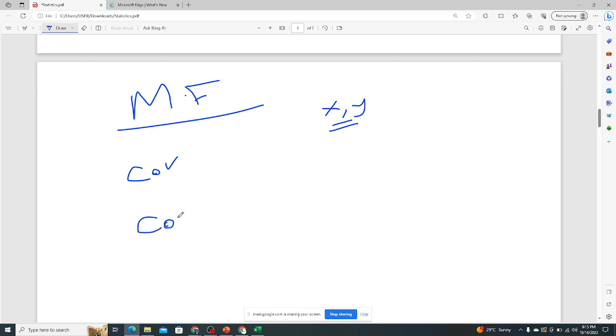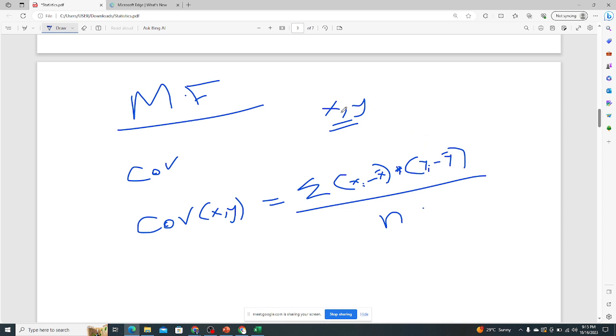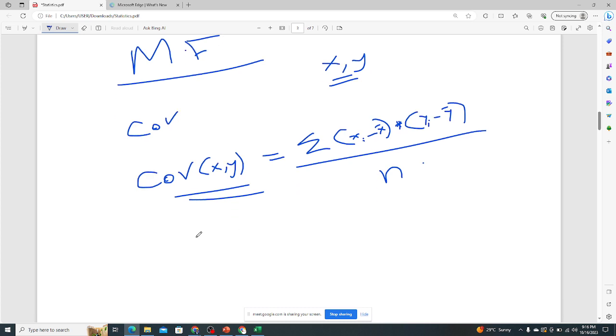The covariance of x and y is given by the summation of (x i minus x bar), here we are not squaring, multiplied by (y i minus y bar), then divided by n. So we are saying the summation of the difference between x i's and x bar, the mean of the x values, multiplied by y i minus y bar, the mean of the y values, divided by n, you get the covariance.